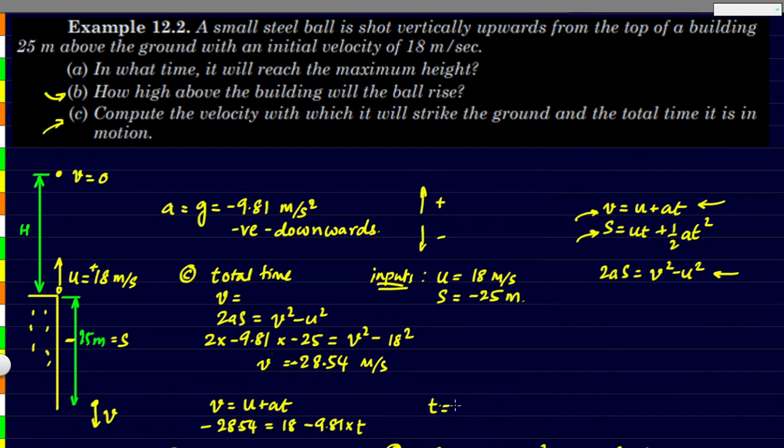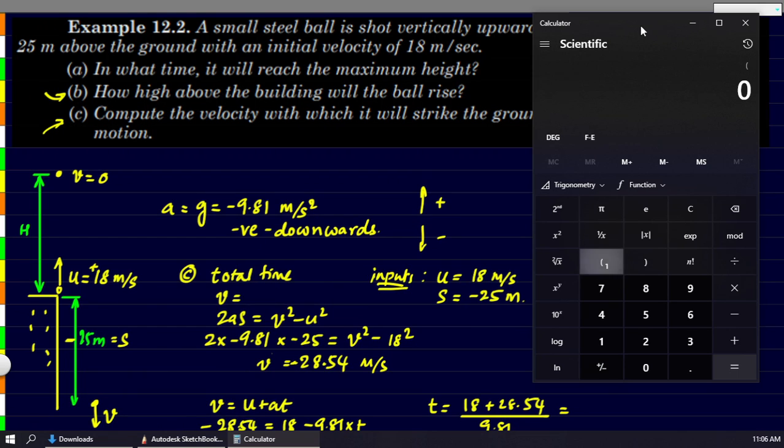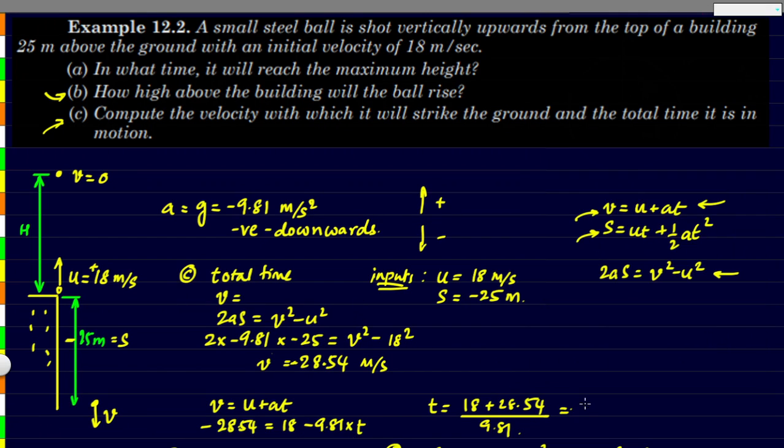So 18 plus 28.54 divided by 9.81. So this will be our total time. Let's go ahead and calculate. We just need to start with a bracket. 18 plus 28.54, bracket close, and then divide this by 9.81. That's giving us 4.74. So 4.74 seconds.